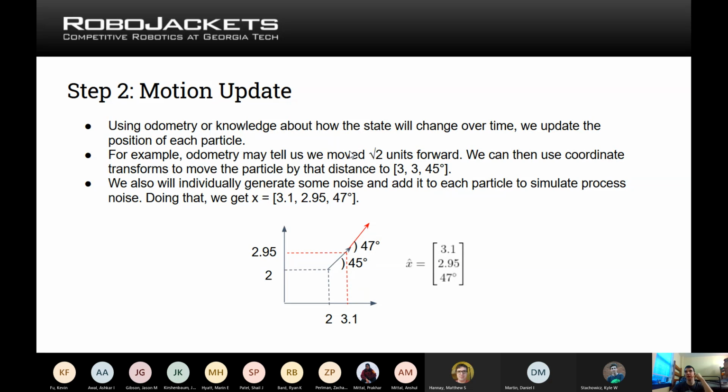All we're doing is applying essentially a function directly to this state vector. There's no matrix. Well, it can be a matrix, but it doesn't have to be. And that's one of the advantages of the particle filter, that it's very flexible.